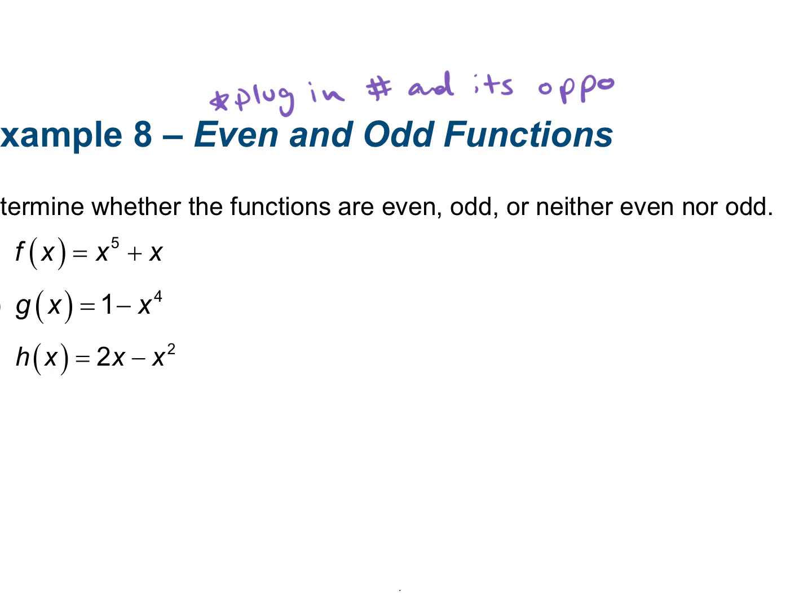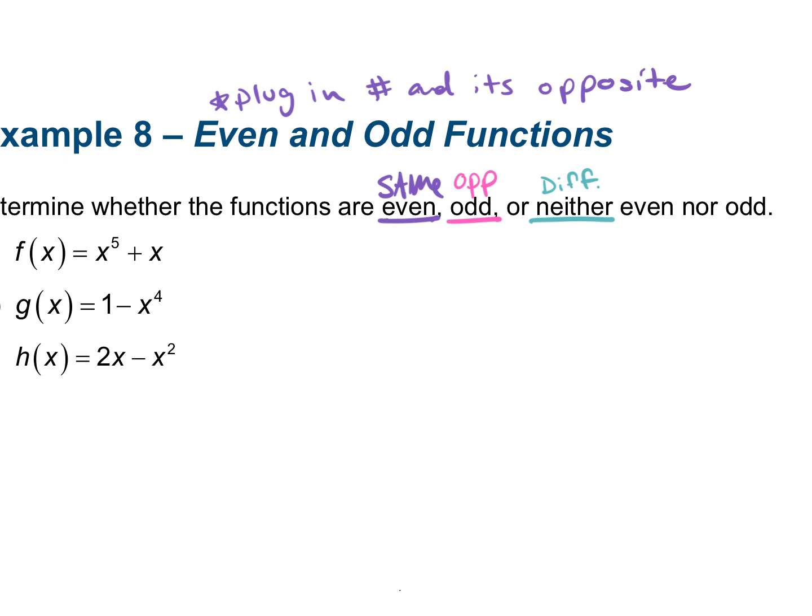You have to plug in a number that's greater than 1. So what's a number greater than 1 that we could plug in? 2. Great choice. 2 is usually going to be the best choice because it's not that big of a number, so it'll be the easiest math to do. So we want to plug in a number and its opposite. If we get the same answer for both of them, it's going to be even. If we get opposite answers, it's going to be odd. And if we get totally different answers, then it would be neither.